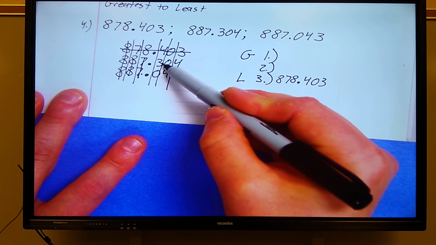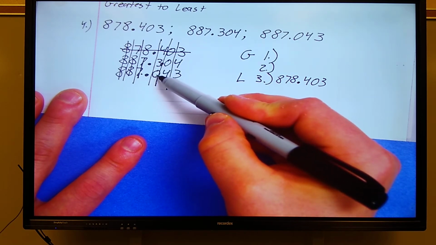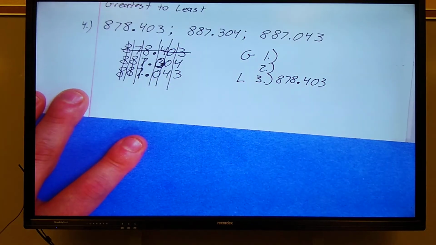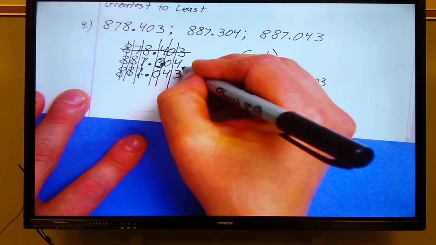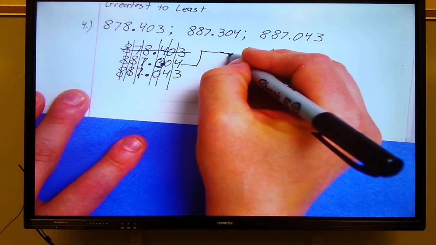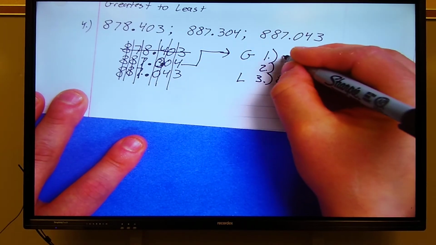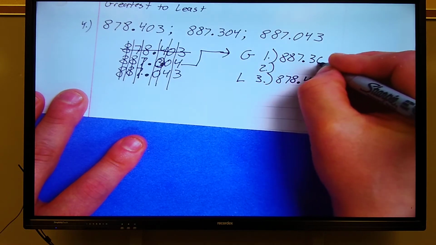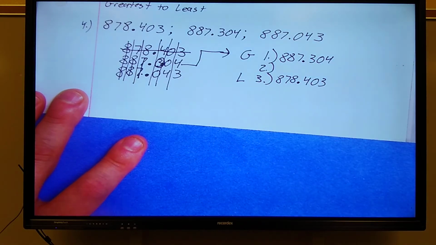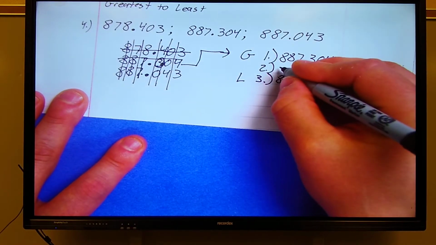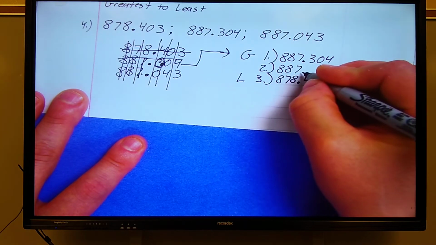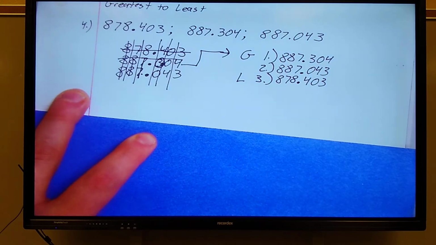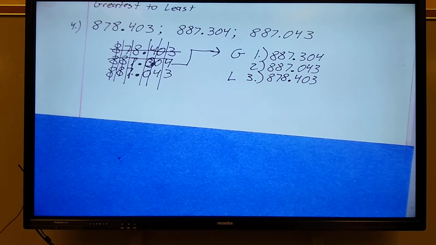Let's go to the tenths place. I've got a 3. I've got a 0. 3 is greater than 0. That means this right here is my biggest number. 887 and 304,000. And that makes this bottom number, the one that goes in the middle, 887 and 43,000. That's how you order greatest to least.